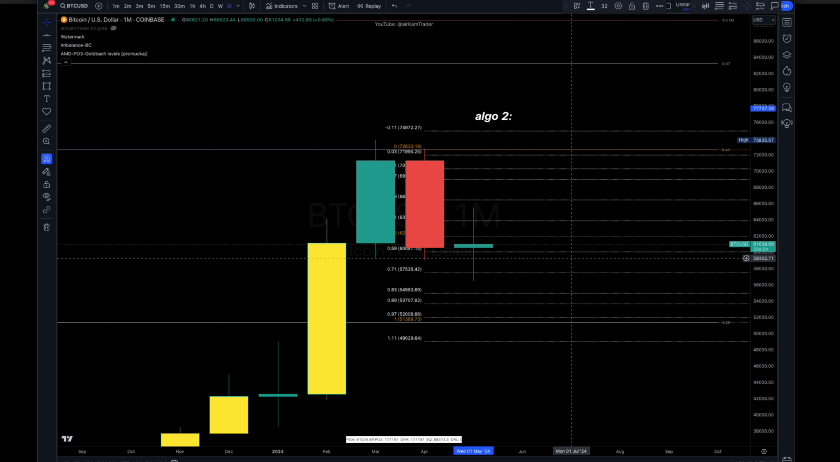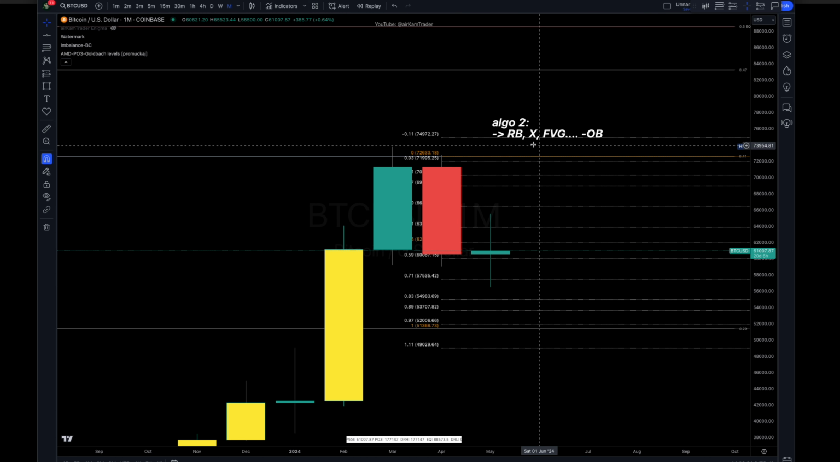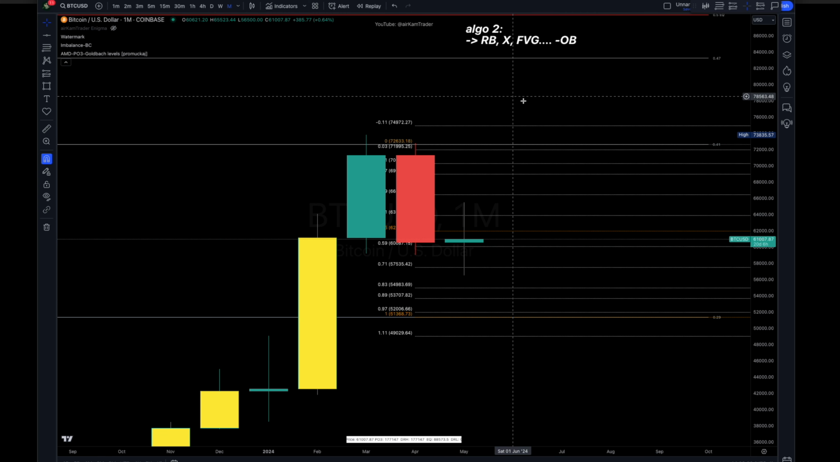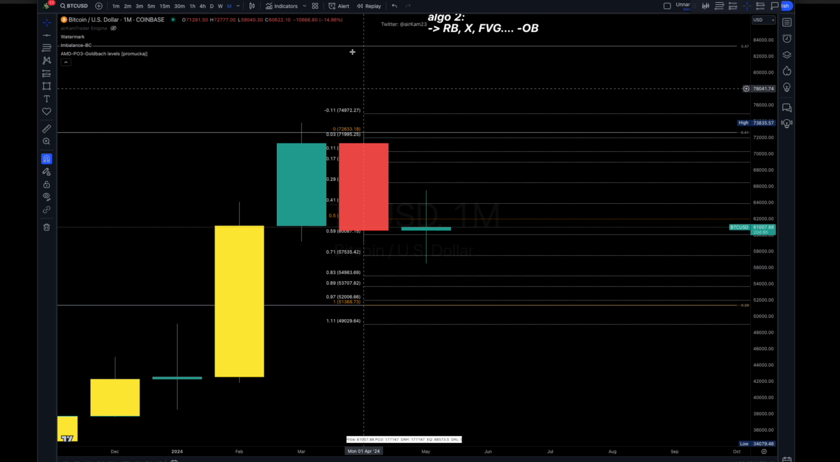And I've done an in-depth video on algo 2 where I show you it's a more accurate version of ICT's OTE model. So what algorithm 2 tells you is price should go from the rejection block to some point, retrace to the fair value gap, and then terminate at the opposing order block. Okay, so bear this in mind, and I have a number of videos on algo 2 on my channel which you can check out. So this is the dealing range that we're in.